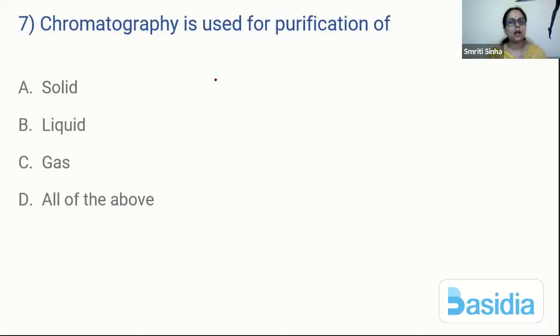Next, chromatography is used for purification of. By chromatography technique, you can purify which type of substance: solid, liquid, or gas? Actually by using chromatography technique, you can purify all of these three substances.